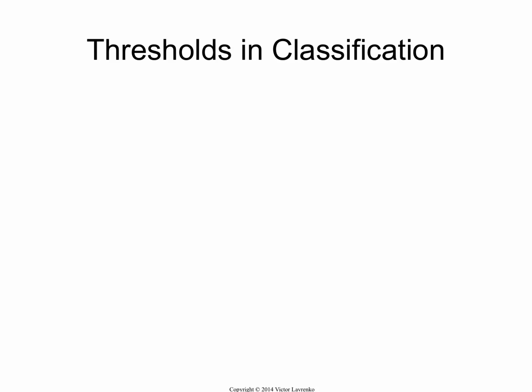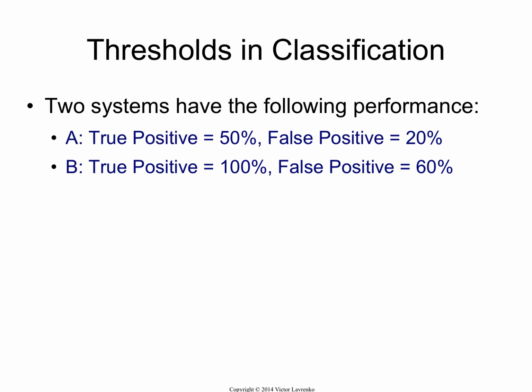Now, let's talk about thresholds in classification. And a good way to do this is to start with an example. So suppose I have two systems, and they get the following performance. I have system A, which has a true positive rate of 50% and a false positive rate of 20%.